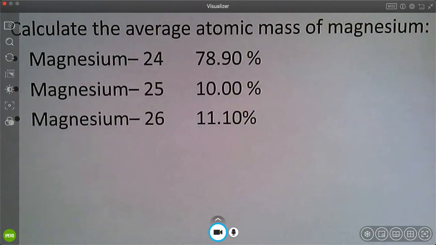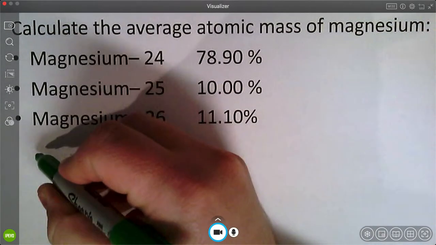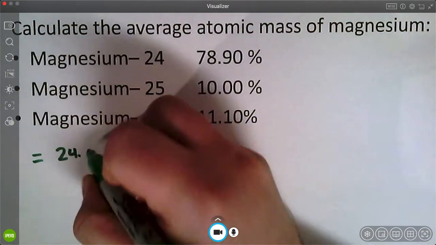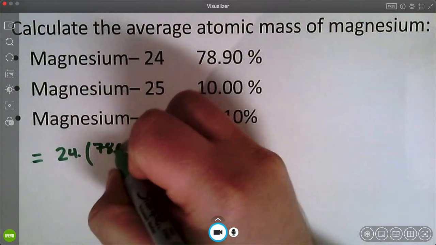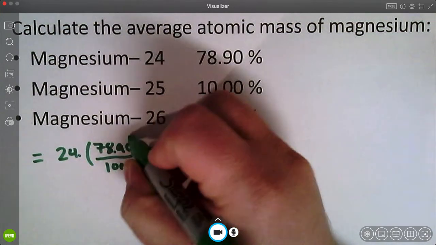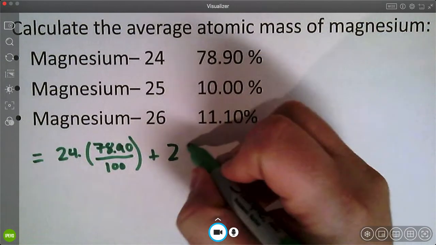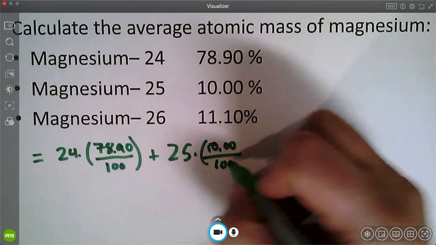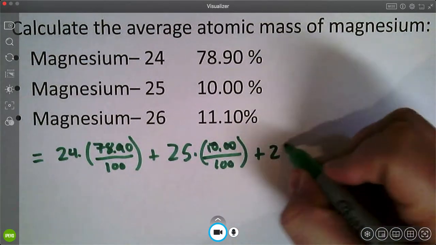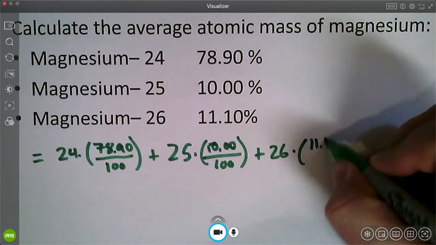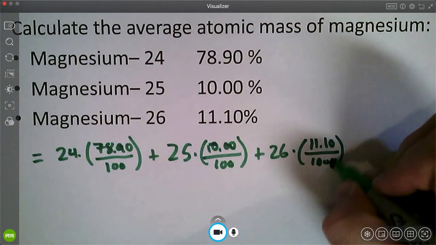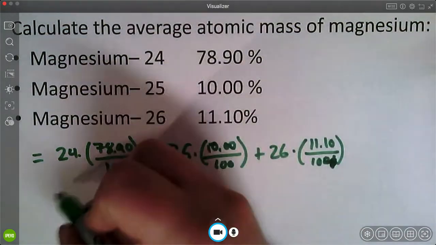The only difference here is that now I have 3 isotopes instead of just 2. So I'm going to multiply each mass by its percentage. In this case, it's 24 times 78.90 over 100 plus 25 times 10.00 over 100 plus 26 times 11.10 over 100. First I'm going to simplify it.